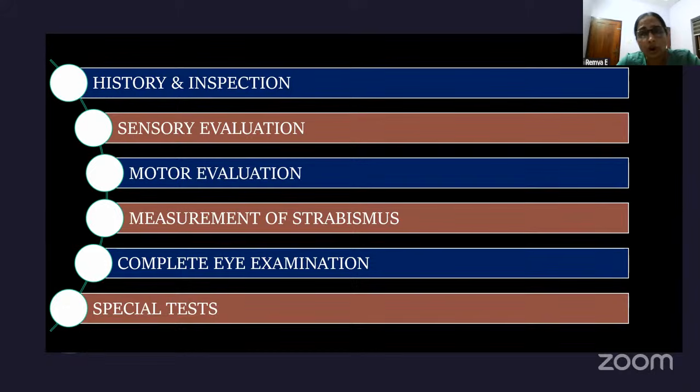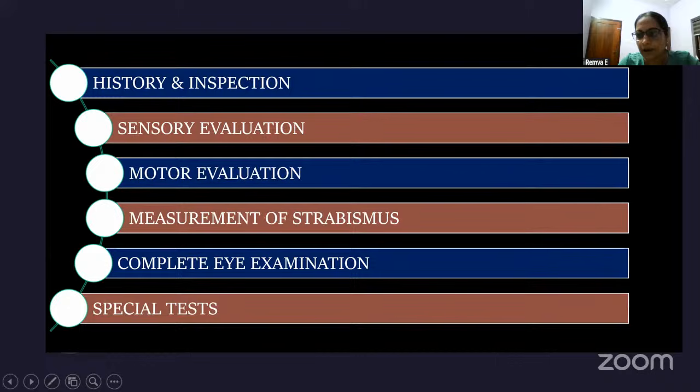And in children, you may not be able to do all these tests in order. Sometimes you may have to combine one with the other because children are not very cooperative. Sometimes you have to do some history with a sensory examination. But the order is first history and inspection, then the sensory evaluation. Always you have to do sensory evaluation before your motor evaluation. Why? Because once you break the fusion, you won't be able to get your sensory evaluation test proper. And once you do the motor evaluation, you know this is the squint.